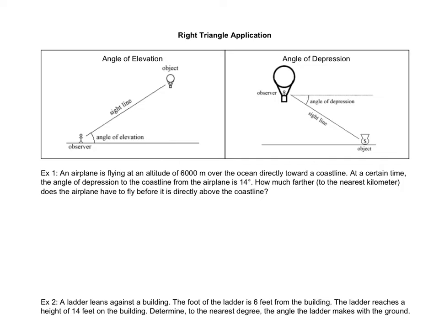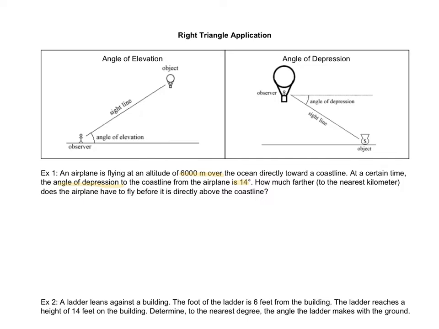An airplane is flying at an altitude of 6,000 meters over the ocean directly towards a coastline. At a certain time, the angle of depression to the coastline from the airplane is 14 degrees. How much farther, to the nearest kilometer, does the airplane have to fly before it is directly above the coastline?